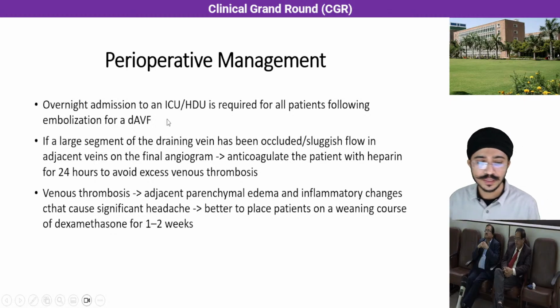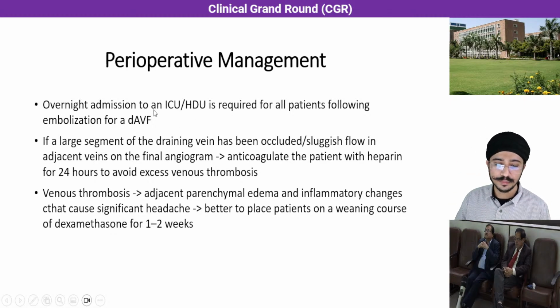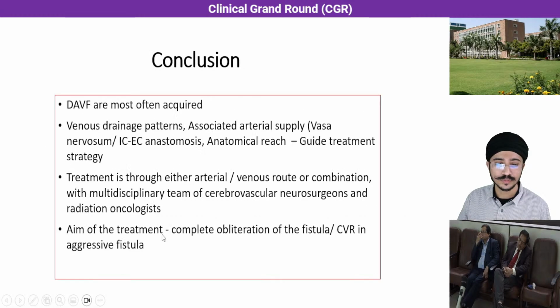Some lines about the perioperative management. Overnight admission to ICU or HDU is required for the patients following embolization of dural AV fistulas. And if a large segment of the draining vein is occluded or it shows sluggish flow after embolization, we have to anticoagulate the patient with heparin for 24 hours to avoid excess venous thrombosis. Because venous thrombosis usually leads to parenchymal edema and inflammatory changes, it is better to place the patients on a weaning course of dexamethasone.